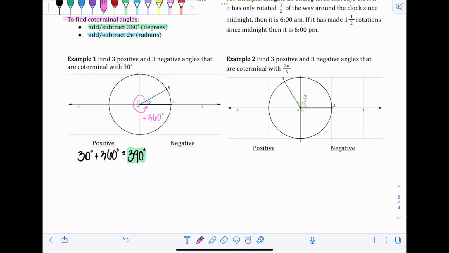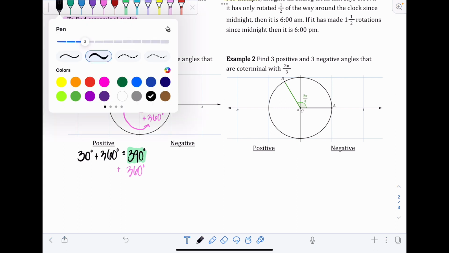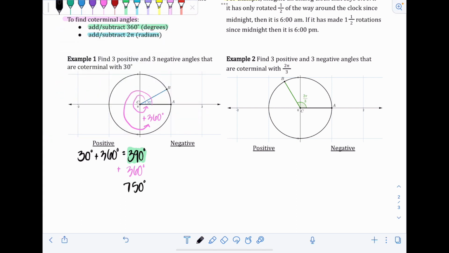But if I want to find another positive, I need to add 360 again. So I'm going to take that 390 and add 360 again. So 390 plus 360 is 750. So 750 would be another coterminal angle with 30 degrees. And then we're supposed to find 3, so I would have to go another full rotation around and add 360 again. So 750 plus 360 is 1,110 degrees. So now we have 1, 2, 3 angles that are all coterminal with 30 degrees and positive.